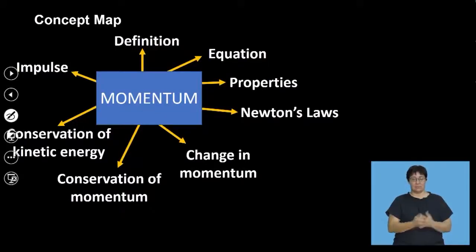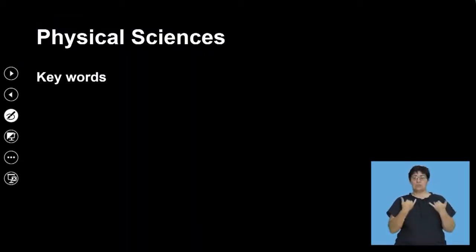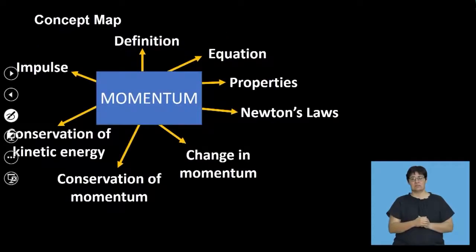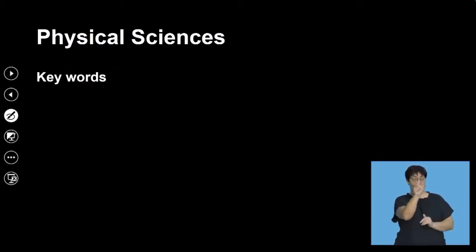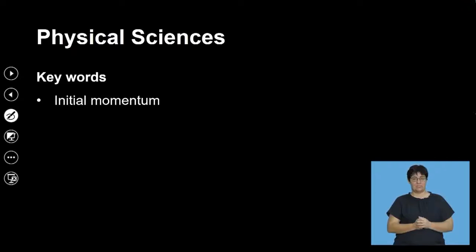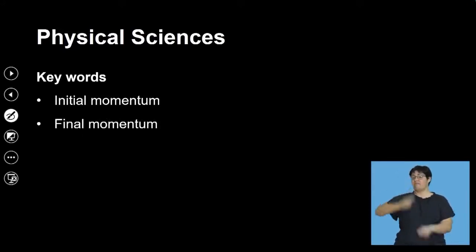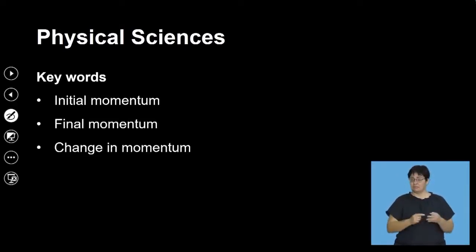By now, you should know the definition, the equation, the properties, and how Newton's laws affect it. So today, we're going to look at change in momentum. That's what we're focusing on. There are some key words that we need to get. Number one, initial momentum. What does initial mean? Okay, we know what momentum means. We're going to look at final momentum. What does the word final mean? Where does it come into play? And then change in momentum. How the object's momentum changes is really important for us.